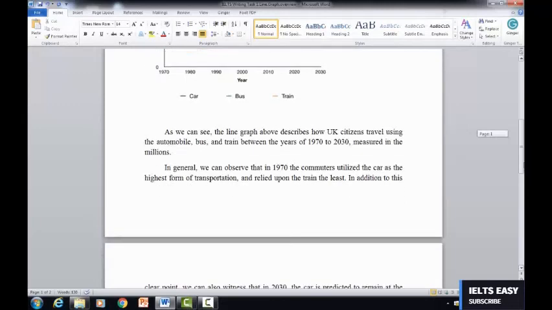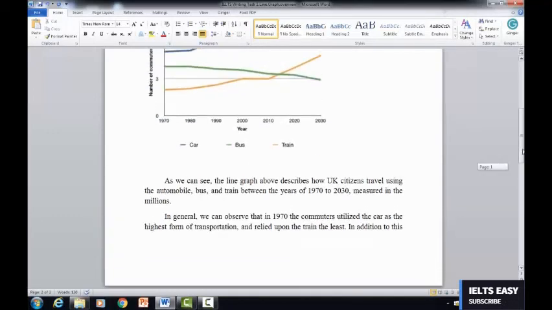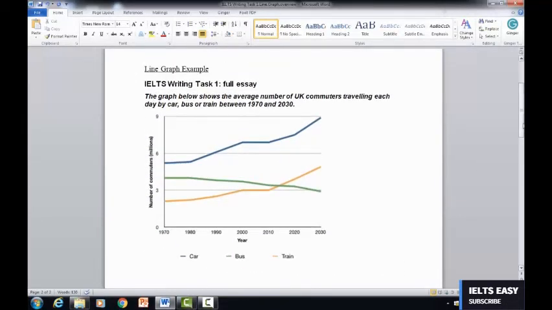And if you look at it here, we have two sentences. Introduction, we have one sentence. Next, the general overview paragraph, we have two sentences. Okay. So now let's move on and look at another example of how to do the general overview.